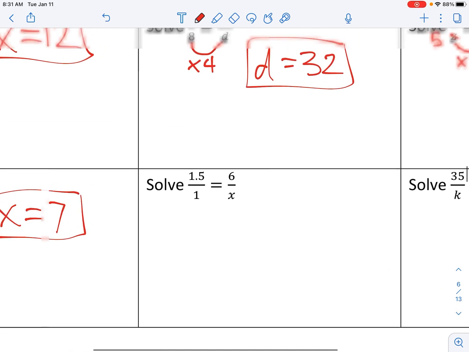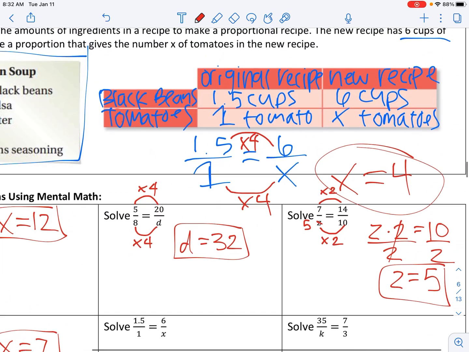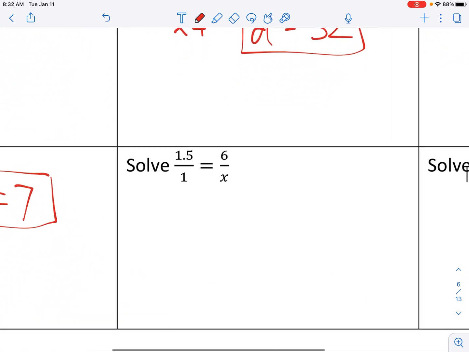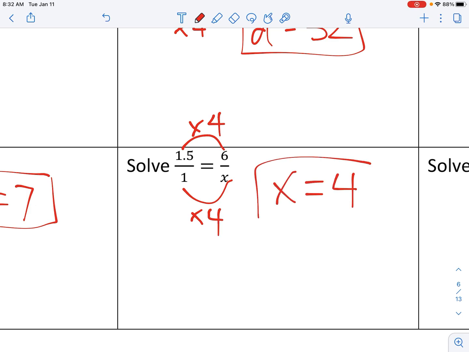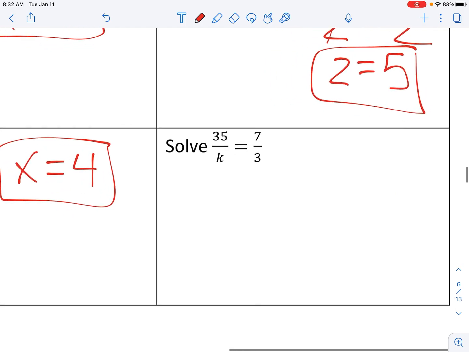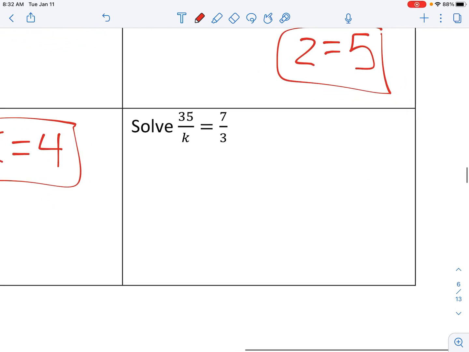Okay, this is the exact same question from above. So we have to go from 1.5 to 6. We do that by multiplying by 4. And then we have 1 times 4 on the bottom. So x equals 4, because 1 times 4 is 4. Okay, try this one on your own. Go ahead and pause the video if you need more time.